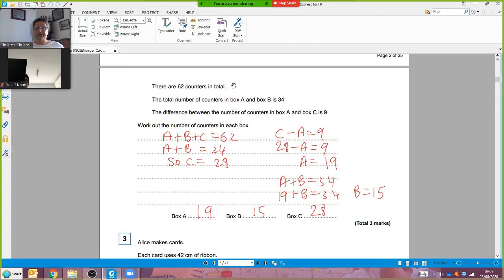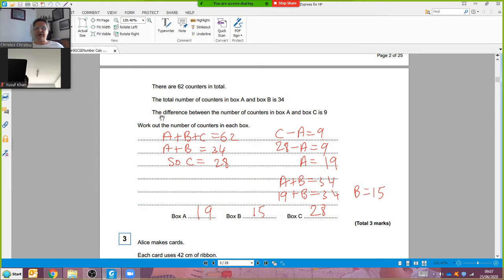So there are 62 counters in total. The first thing I did was write down A plus B plus C equals 62. Makes sense? Then it says the total number of counters in A and B is 34. So I wrote down A plus B equals 34. So the difference between these two numbers has got to be due to the C. So C has got to be 28 by subtraction. Then you plonk down the answer there.